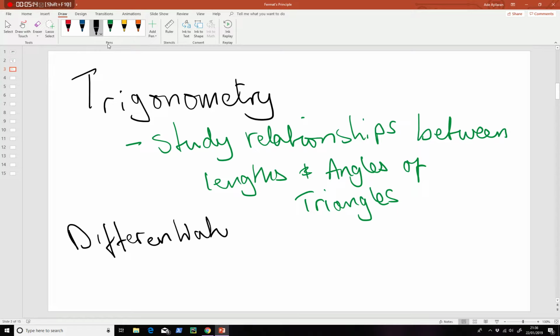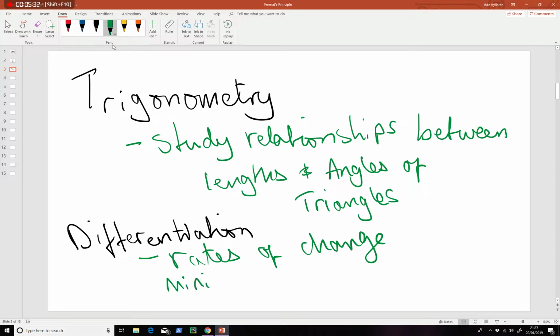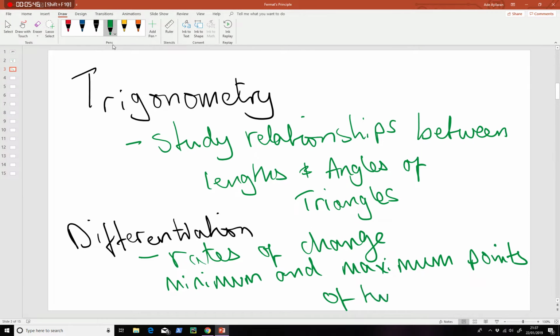In particular, we are going to be using differentiation. And differentiation is used to find rates of change. And it is also used to find minimum and maximum points of functions. Okay.